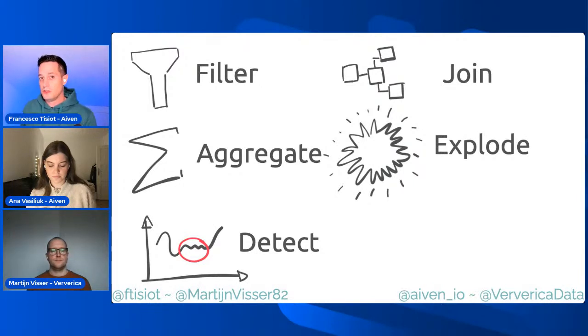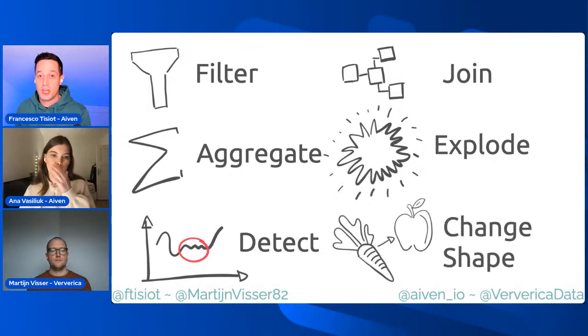The last bit that you can do is you can change the shape of the data. You can take data which are defined in JSON format in a Kafka topic, change the shape, and push it to a relational database. Flink SQL allows you to do this and much, much more.